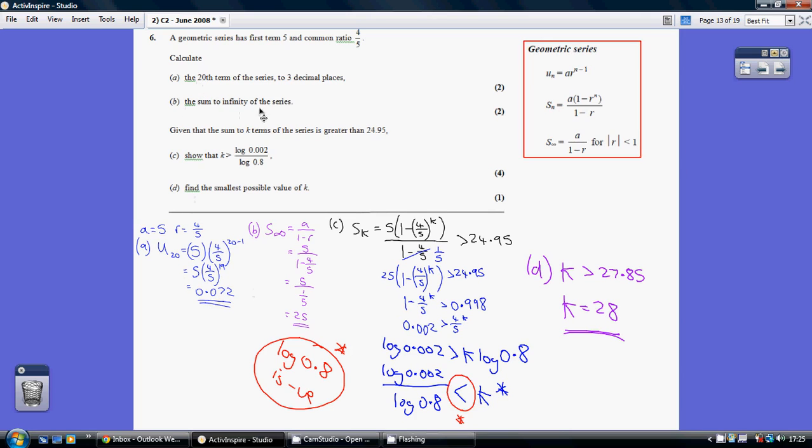Now for part B, sum to infinity, there's a very straightforward formula. It's just a over 1 minus r, with a being 5, r being 0.8 or 4/5. So substituting, that gives us 25.